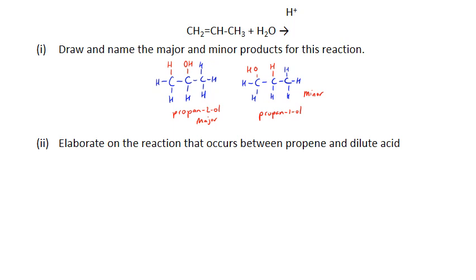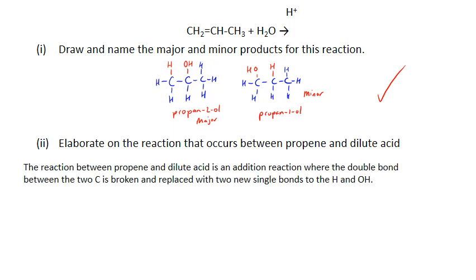Having now drawn the major and minor products, we now turn to the second part of the question and try to elaborate on the reaction. So it's going to involve explaining what the reaction type is, and also explaining why we're getting 2 products in this reaction. So I would start firstly by addressing what type it is. So here I'm explaining that it's an addition reaction, and then explaining what that is.